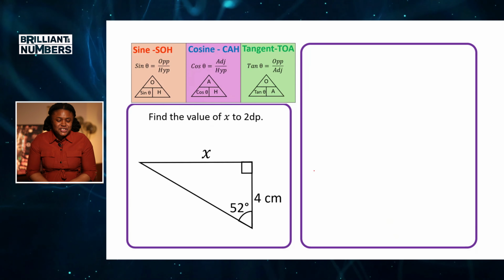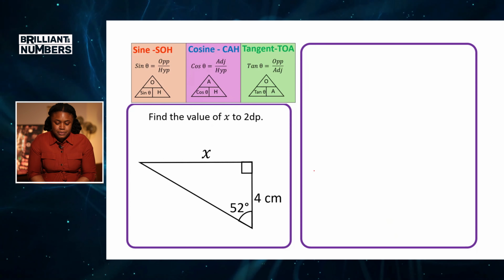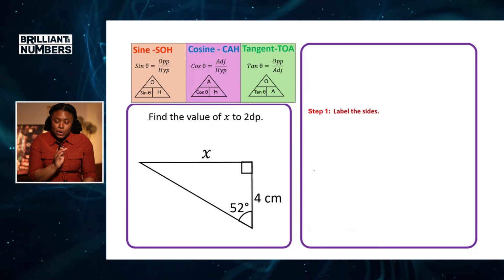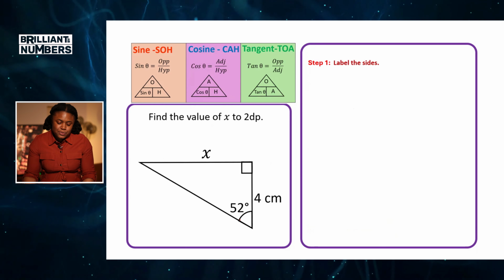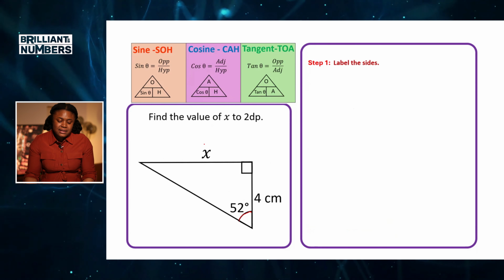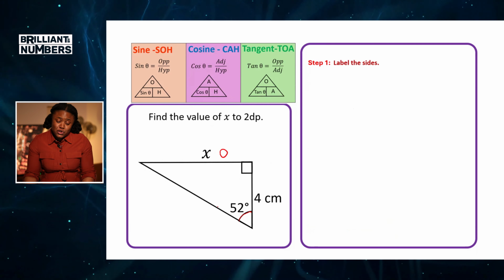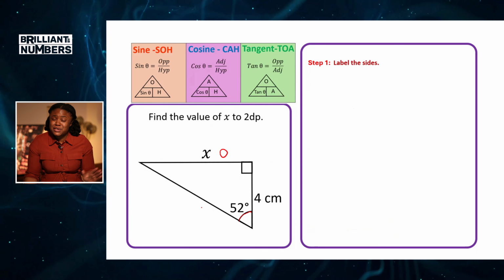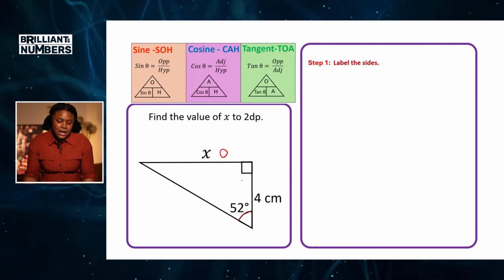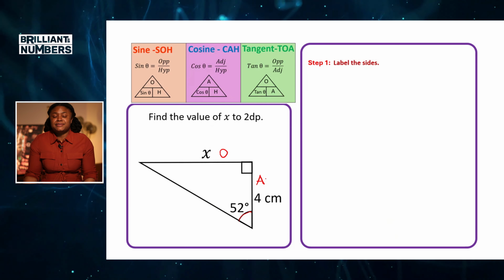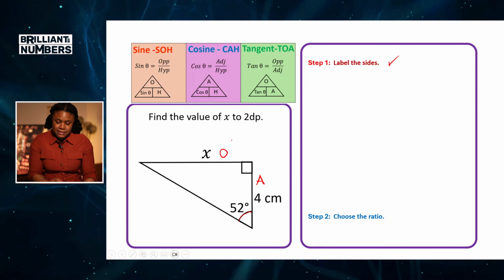So in this question, we're asked to find the value of x and also to give our answer to 2 decimal places. So we know by now, step 1, we need to label our sides. So I go to my reference point here, and I can see that x is my opposite side. I can see that I do not have any relationship here in this question, any business at all dealing with my hypotenuse. So therefore, I have my adjacent side. So I'm going to tick that off. I have completed my first step, labeling my sides.